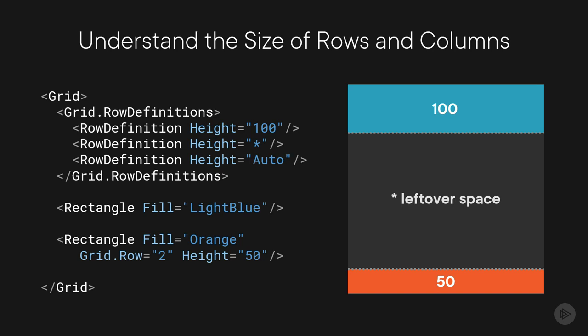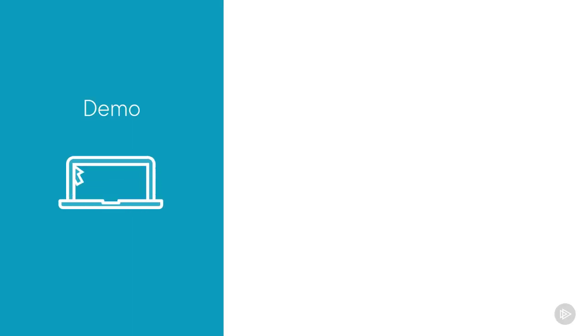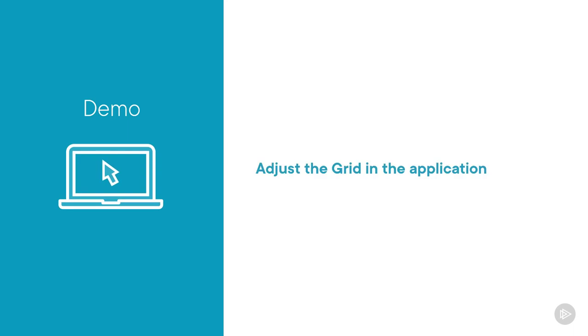Great! Now you learned about the 3 sizing approaches: pixel, star, and auto. Star is the value that you want to use for a row definition that should grow or shrink. The width property of a column definition supports exactly the same sizing approaches: pixel, star, and auto. And also there, the default value is 1 star. Now, let's apply your gained knowledge and let's adjust the grid in the Customers application.